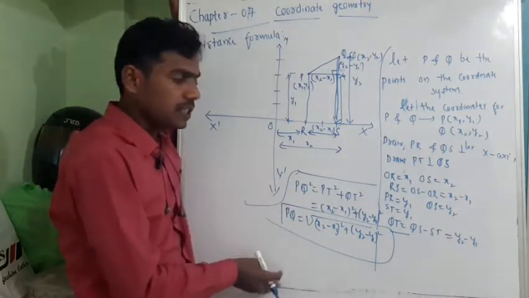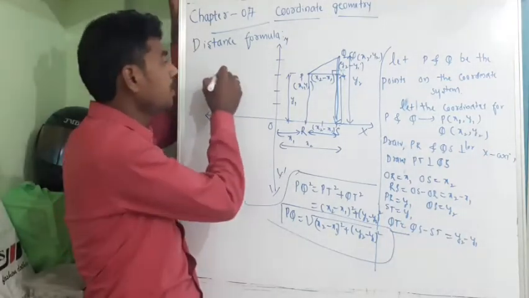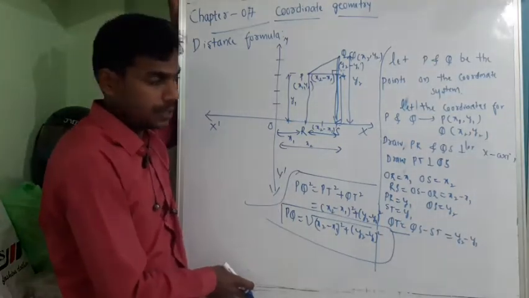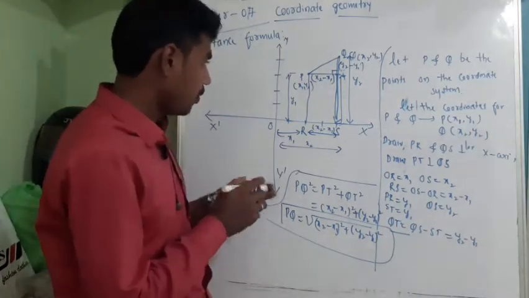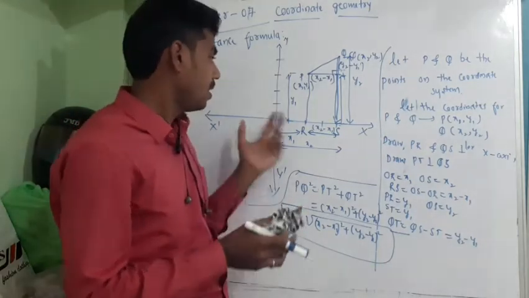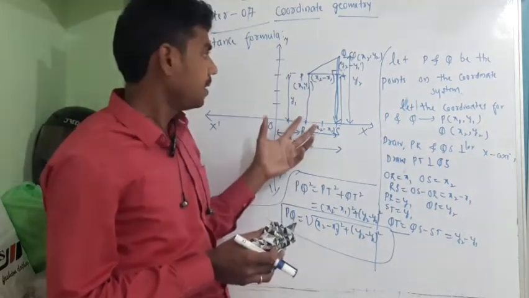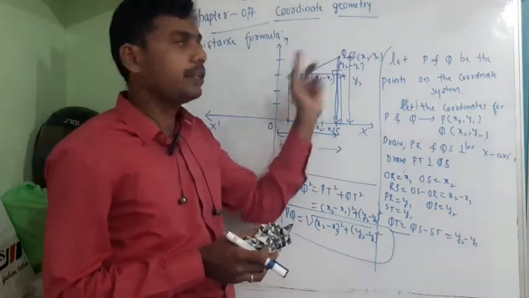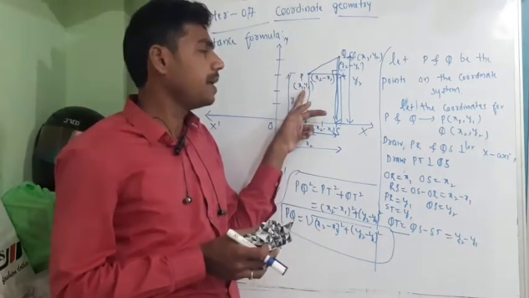Okay, based on this formula, you are going to solve few questions. So before that, what did we do? First we started with the coordinate axis and we defined 2 points P and Q. Let the coordinates for P be x1, y1.